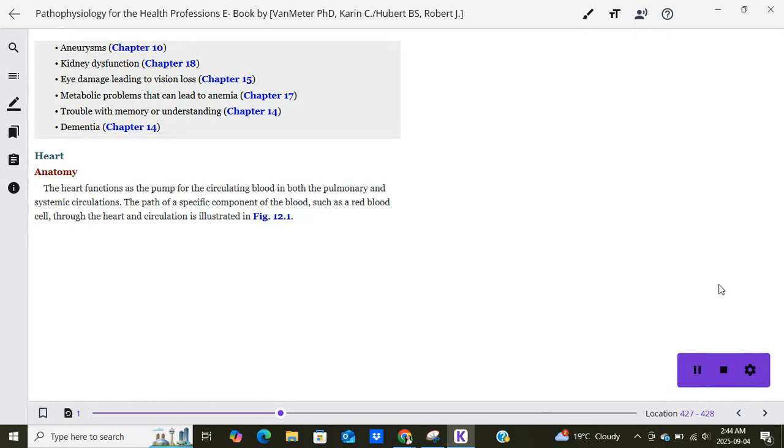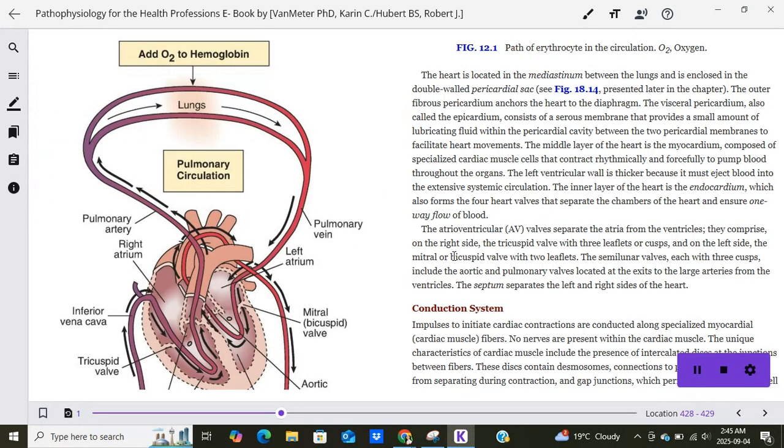Heart Anatomy. The heart functions as the pump for the circulating blood in both the pulmonary and systemic circulations. The path of a specific component of the blood, such as a red blood cell, through the heart and circulation is illustrated in Fig 12.1. Fig 12.1 Path of erythrocyte in the circulation.